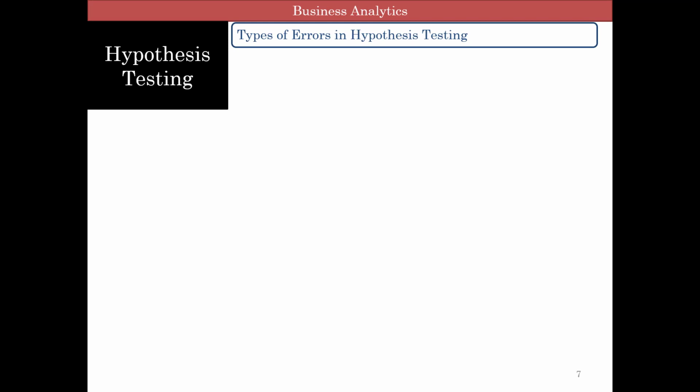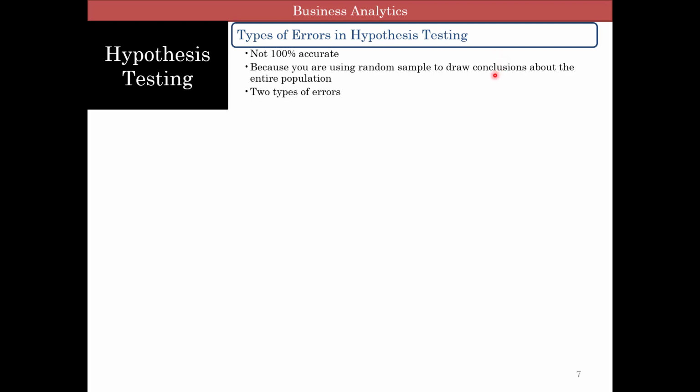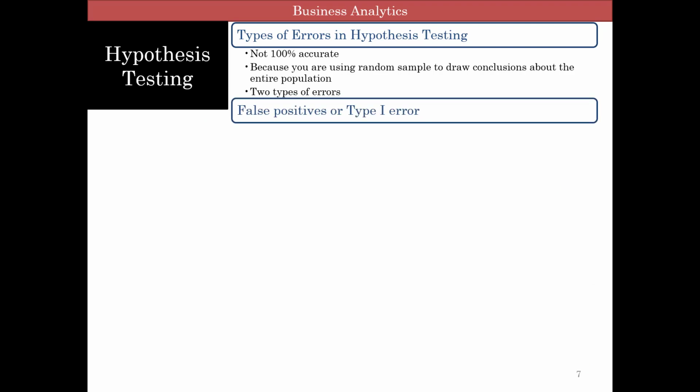So let's talk about types of errors in hypothesis testing. We know that because we are drawing random samples, we are not going to get 100% accuracy in hypothesis testing. And therefore, when we do hypothesis testing, you have two conclusions: reject the null hypothesis or fail to reject the null hypothesis. And you end up with two types of errors. The first is false positives, or type 1 error. Here you reject a null hypothesis that is true. So type 1 error equals your significance level, or alpha.